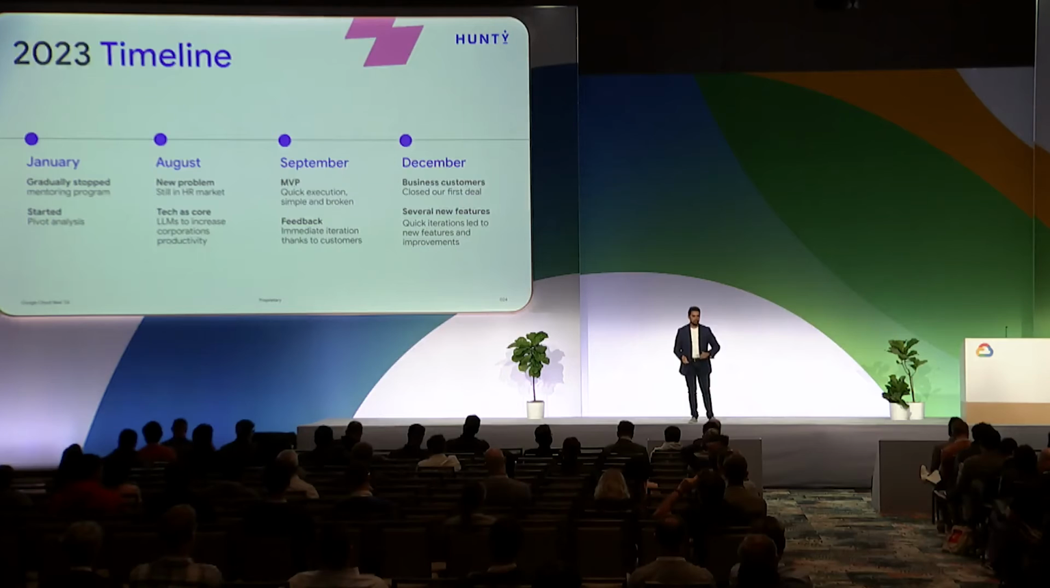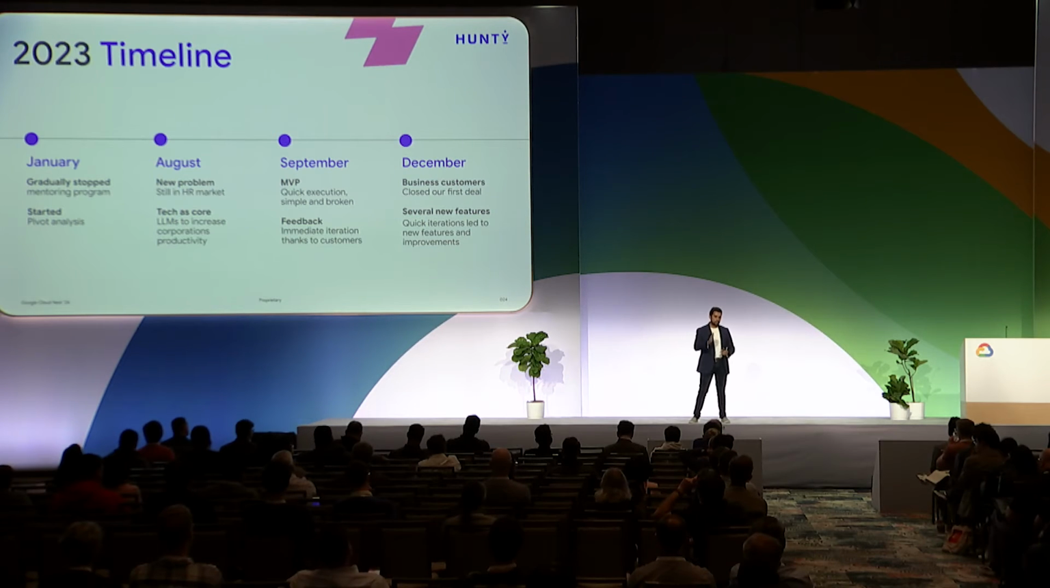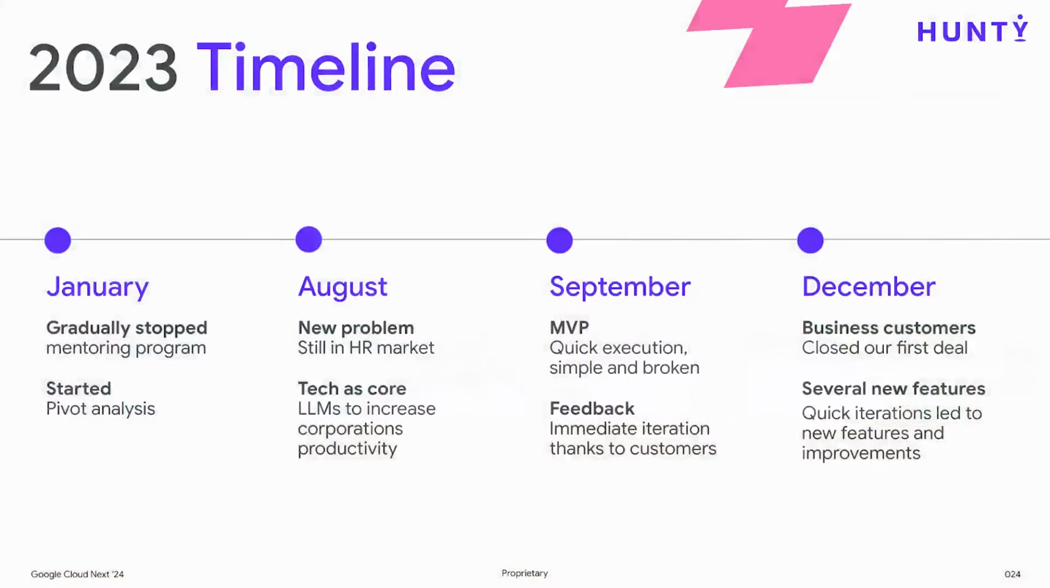What is the exact problem? I'm going to tell you in the next slide. So what happened next over that year? One month later, in September, we already had an MVP. It was very simple. It was broken. It was perfect for the users. But that was not the problem.